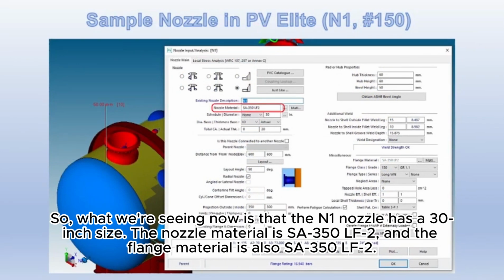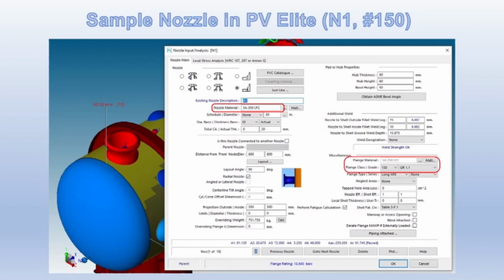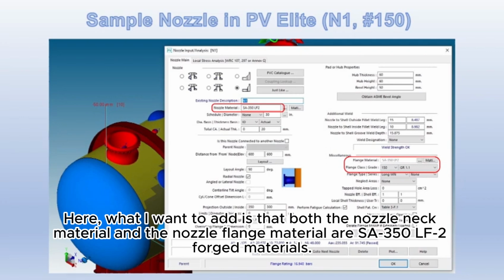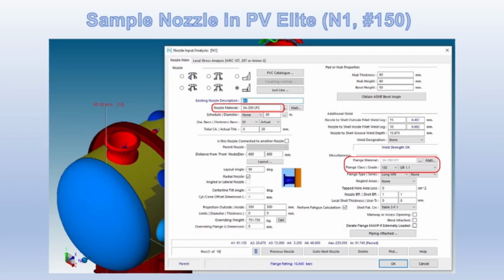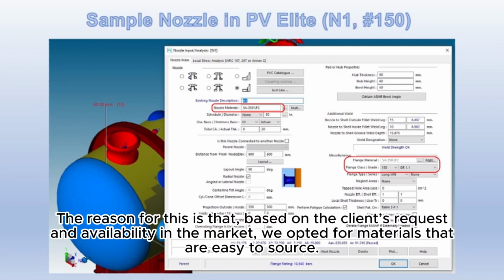The nozzle material is SA350LF2, and the flange material is also SA350LF2. What I want to add is that both the nozzle neck material and the nozzle flange material are SA350LF2 forged materials. The reason for this is that, based on the client's request and availability in the market, we opted for materials that are easy to source.